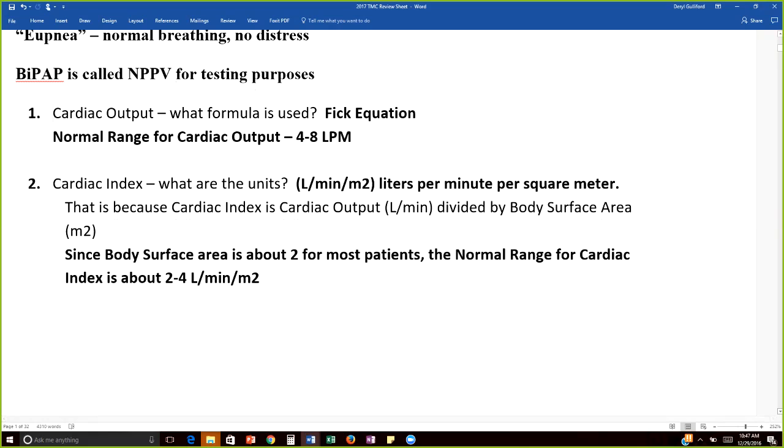Cardiac output, Fick equation. Cardiac index, however, is cardiac output divided by body surface area. So it is indexed to the body surface area. And since body surface area is about 2 for most patients, the normal range for cardiac index is about 2 to 4 liters per minute per square meter. And liters per minute per square meter would be the units for the cardiac index. Cardiac output, 4 to 8, cardiac index, 2 to 4, and Fick equation for cardiac output.